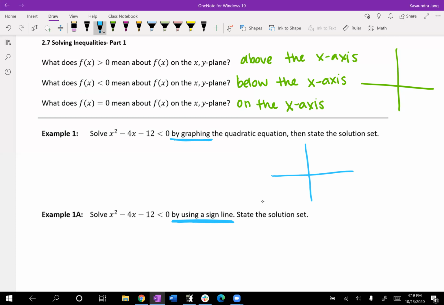On my graph, I want to find my x-intercepts. So I will factor this, and what multiplies to be -12 and adds up to -4? I'm going to go with a -6 and a +2. All right, which means that I have x-intercepts for this at +6 and -2. So I'm going to put those on my graph here.